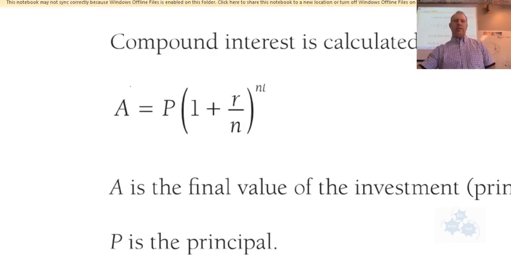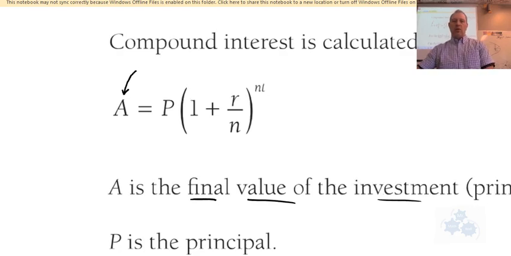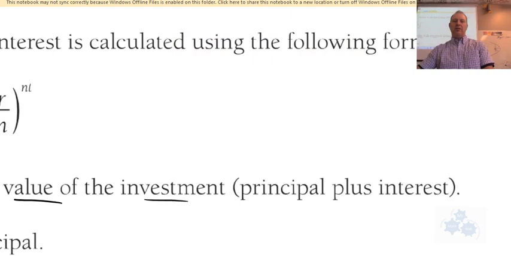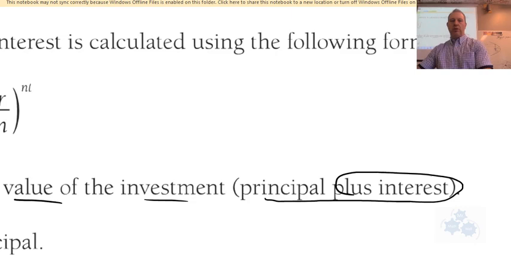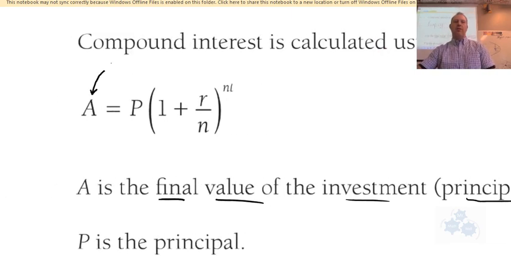So in this formula, the A, do you guys know what the A is? Well, I guess it's right there on your page. It's the final value of the investment, okay? Or if it's a loan, it's the final value of your loan, that is the original money plus interest. It's the principal plus interest. That's what A is. So this is the final value. The P is the principal, or this is the original value, or the beginning value.